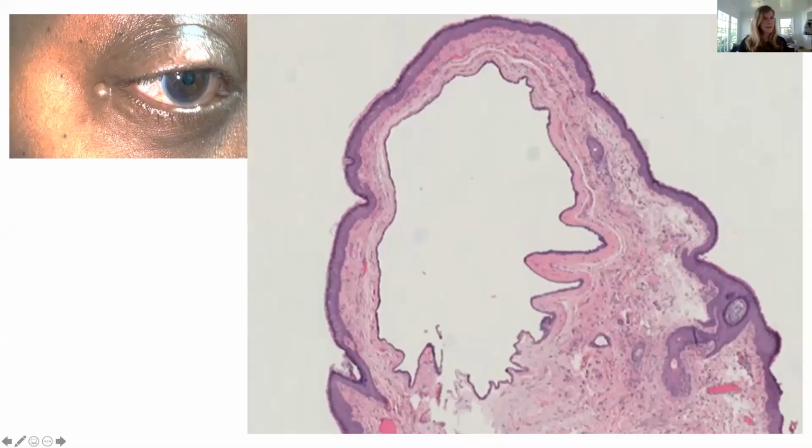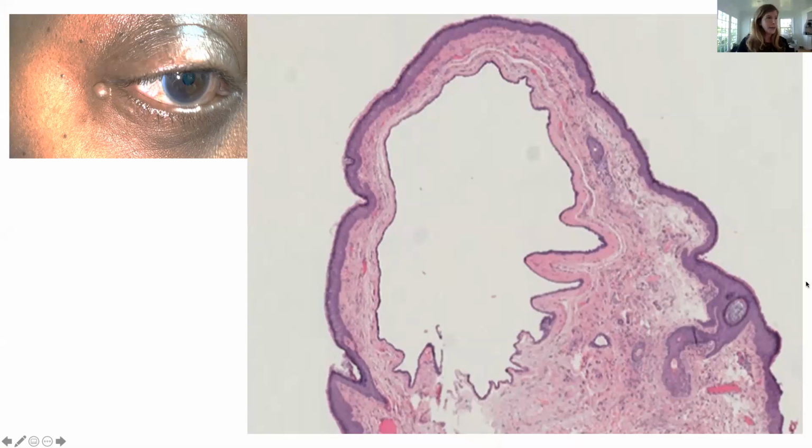Here you can see the lesion right here at the lateral commissure. And here you can see the photomicrograph of this lesion. Now let's just talk about these little cystic lesions. They do appear on the eyelids frequently. We tend to see them at the lateral canthus and at the medial canthus even more often than on the eyelid margin or near the eyelid margin itself.